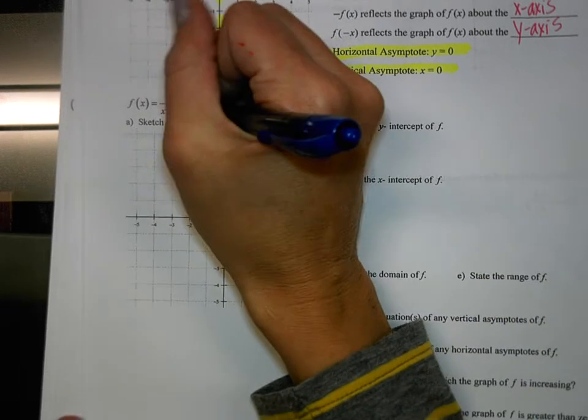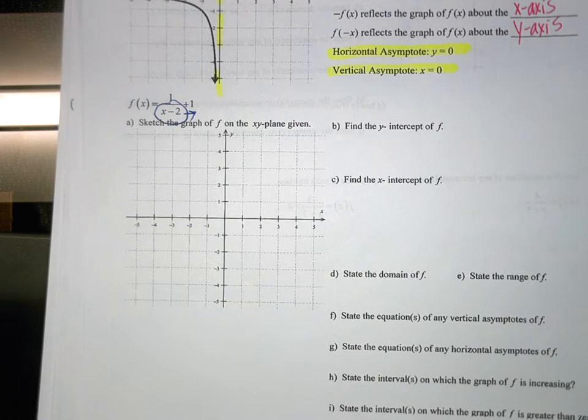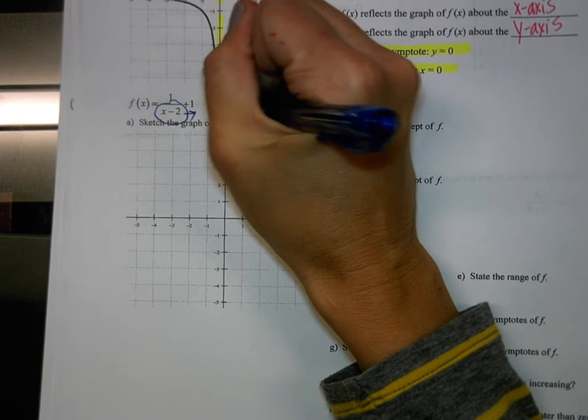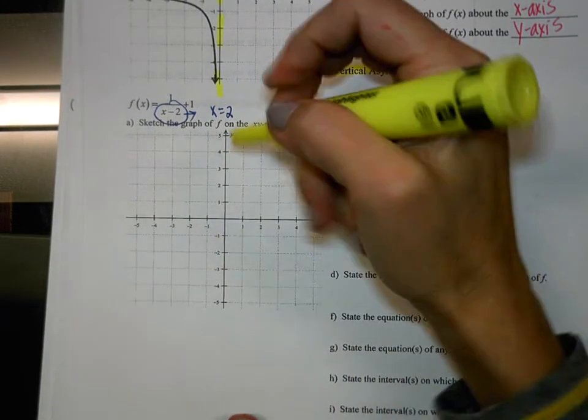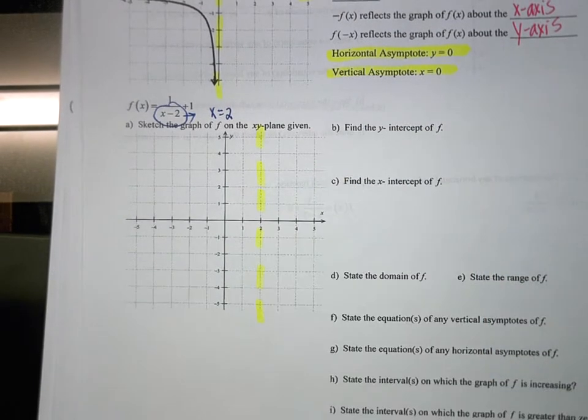Okay, so right here, x minus 2, if we set that equal to 0, what will that be? x equals 2. x equals 2 is correct. So if we go to x equals 2, we will have an asymptote right here at x equals 2.